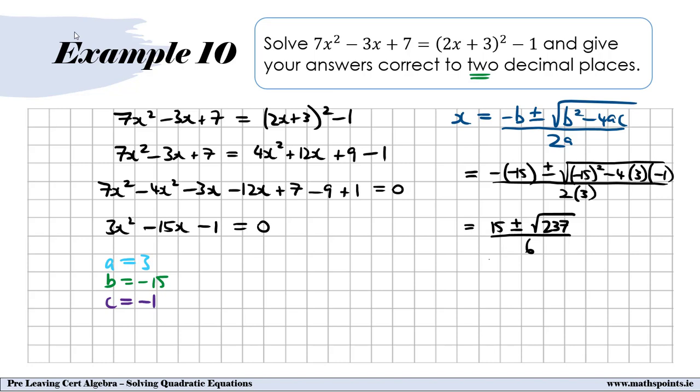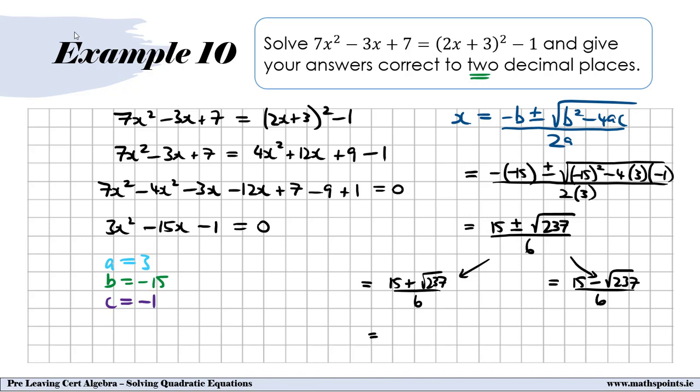I'm going to split it up into the plus version of the sum and the minus version of the sum. So the plus version of the sum is 15 plus root 237 over 6. So x is equal to that. And then the minus version of the sum is 15 minus root 237 over 6. And x is equal to that.